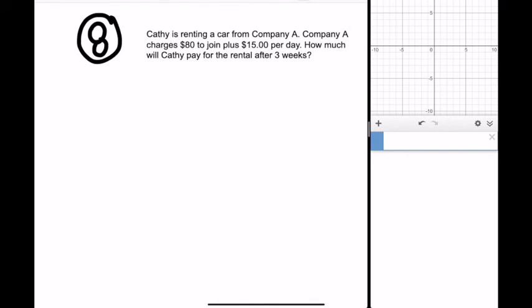Kathy is renting a car from Company A. Company A charges $80 to join plus $15 per day. How much will Kathy pay for the rental after 3 weeks? There's a couple of things we need to realize here. We have a flat rate, which would be the initial value of $80. Then we have a rate of change. The rate of change in her overall cost is $15 per day.